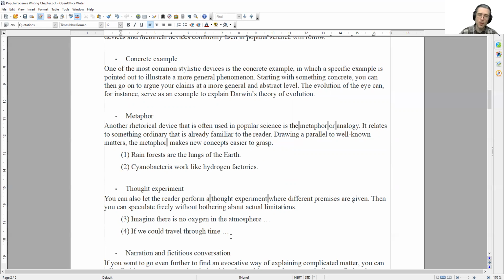Authors of these texts will also often let the reader perform a thought experiment where different premises are given. In such a case, the author can speculate freely without bothering about the actual limitations involved. So imagine there's no oxygen in the atmosphere, or if we could travel through time. In other words, you're taking these scientific concepts, but you're placing them in a speculative framework that primes the reader to respond with his or her imagination and become involved in the process of writing this article and imagining it.